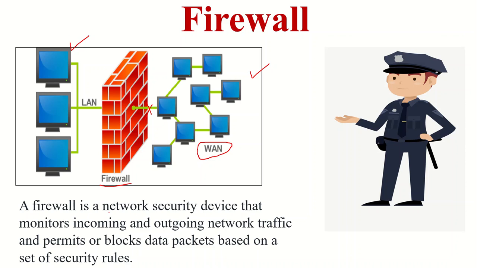So, a firewall is a network security device that monitors incoming and outgoing network traffic and permits or blocks the data packets based on a set of security rules. This is the network security device which monitors every piece of data going between the LAN and the internet, and whenever it sees any packet trying to enter our LAN or our building, it simply blocks that packet. It does not allow that packet to go inside the LAN.